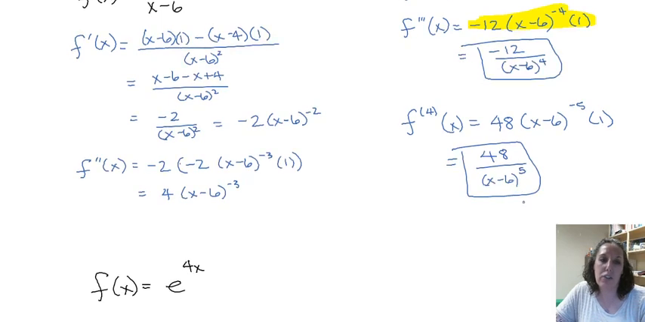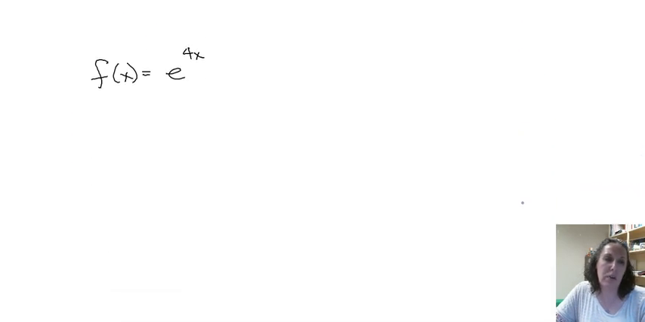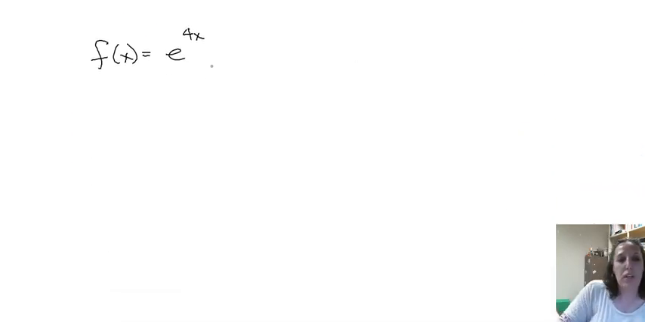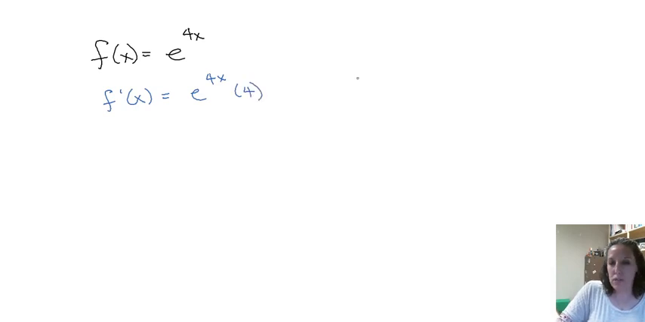All right, let's look at another example. Same thing, we want to find the third and fourth derivative. This time our function is e to the 4x. So again, this is a chain rule problem. We've got to start out finding the first derivative, and so the derivative of e to the 4x is going to be e to the 4x times 4, or if you want to write that, 4 times e to the 4x. Our second derivative, we're going to do the same type of thing.